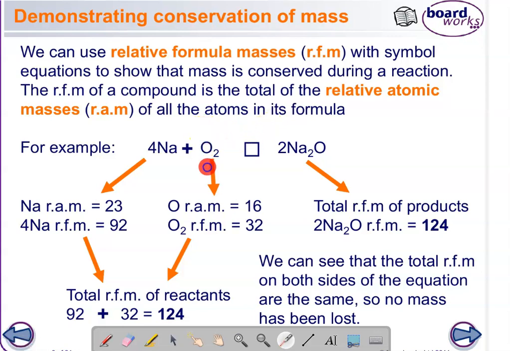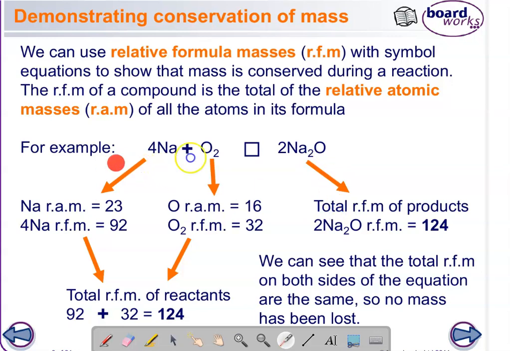You can do that by working out the relative formula mass on the left side and comparing it to the relative formula mass on the right, i.e., you calculate the relative formula mass of the reactants and compare it to the relative formula mass of the product. If they are the same, then mass is conserved. So if you get any question where you are asked to prove that mass has been conserved, calculate the relative formula mass of the reactants and compare it to the relative formula mass of the product. If they are the same, then mass has been conserved.